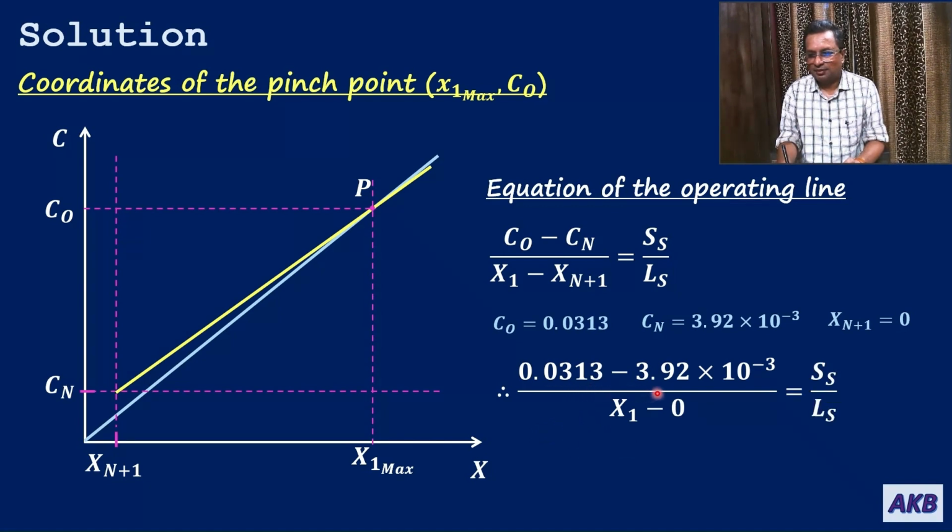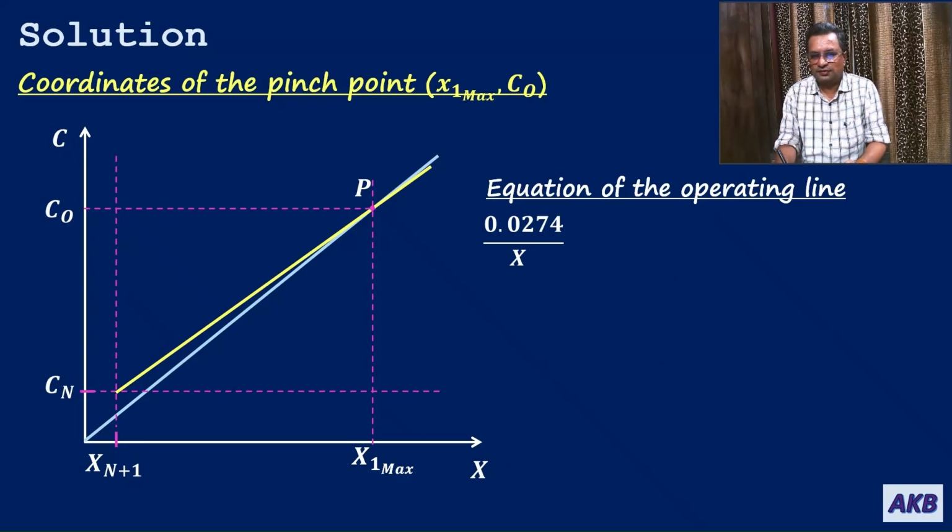So it will be 0.0313 minus 3.92 into 10 to the power minus 3, divided by capital X1 minus 0, that is equal to Ss upon Ls. That is 0.0274 by X1, that is equal to Ss upon Ls. Let us continue with this equation. So we got this equation, 0.0274 divided by capital X1, that is equal to Ss upon Ls.